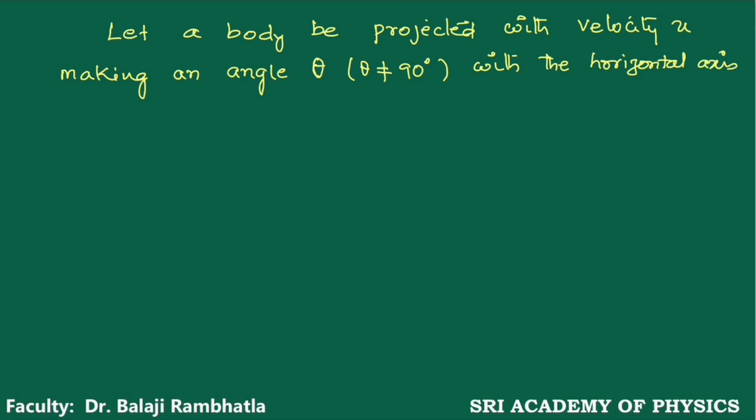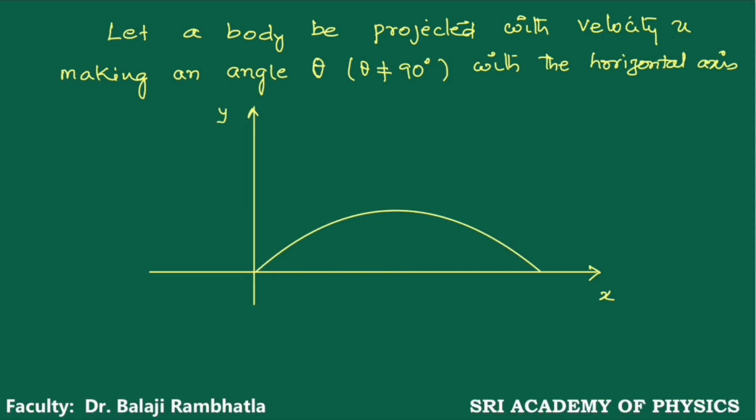Now let's draw the diagram again. This is the horizontal axis and this is the vertical axis. The body is projected with an angle theta. This is the velocity, the initial velocity, say u. And this value is theta. Right. This is the origin.